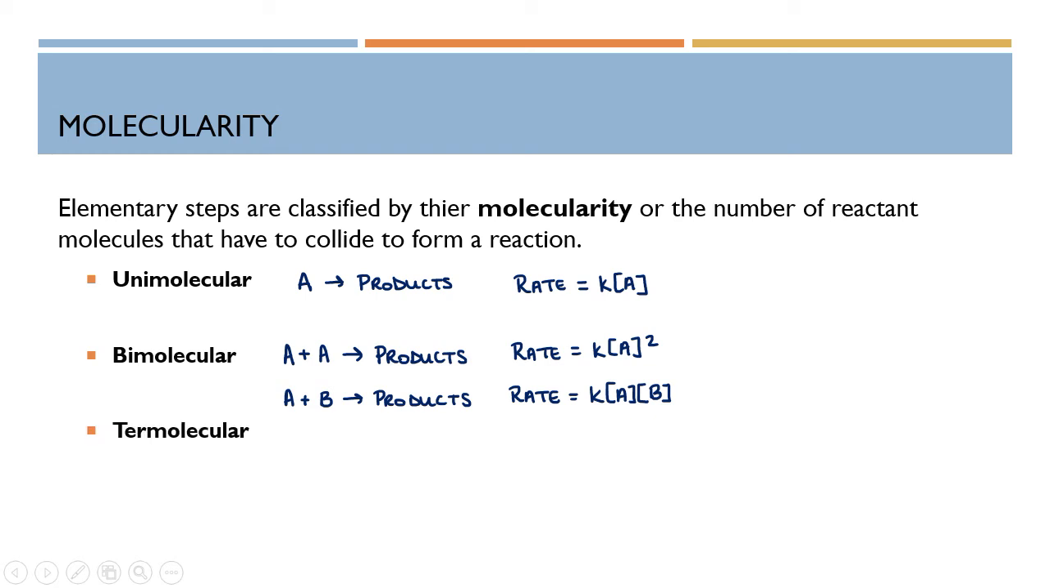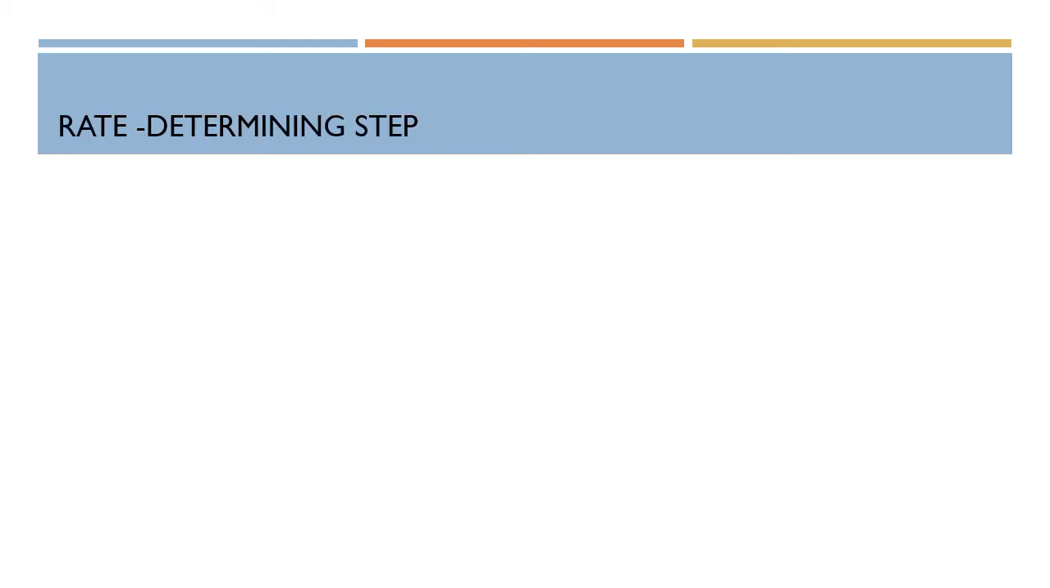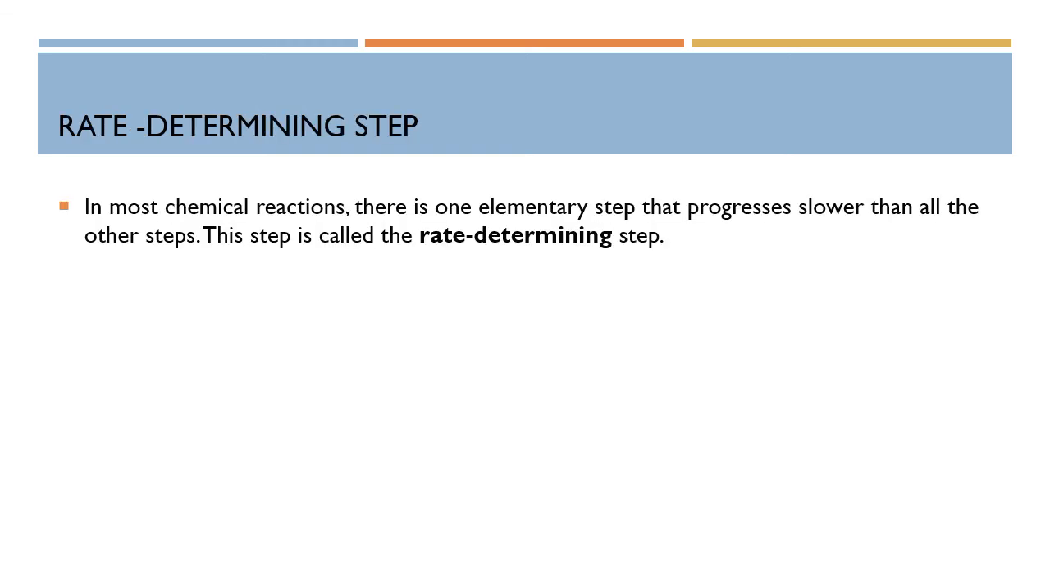We can know these rate laws. And by the way, a termolecular reaction is where three things need to collide. That rarely ever happens as an elementary step, so we're not going to worry about it too much. We can determine the rate laws for elementary steps using their equations and knowing if they're unimolecular or bimolecular. We cannot determine the overall rate law for an overall reaction without doing an experiment.